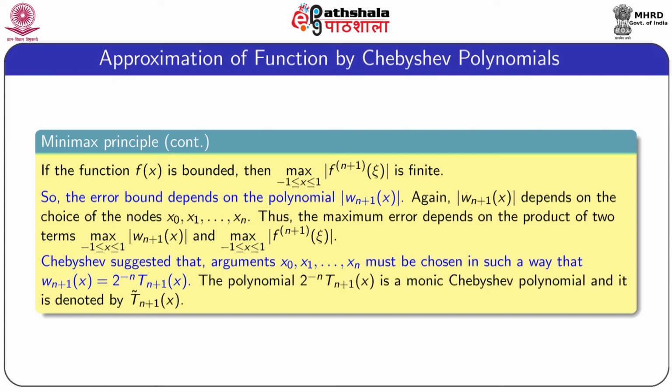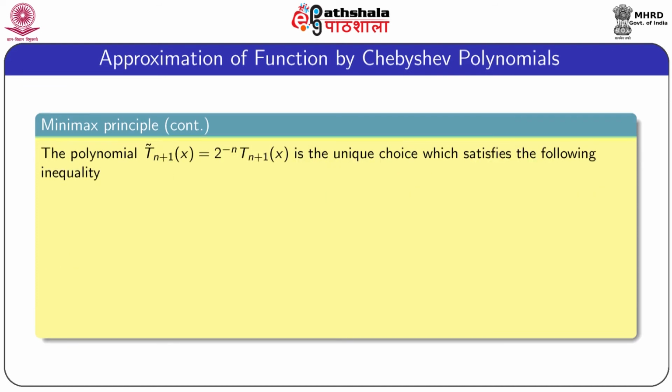The polynomial 2 to the power minus n into T(n+1)(x) is a monic Chebyshev polynomial, and it is denoted by T tilde (n+1)(x). Thus, the polynomial T tilde (n+1)(x) equal to 2 to the power minus n into T(n+1)(x) is the unique choice which satisfies the following inequalities. That means, the maximum value of the absolute value of T tilde (n+1)(x) over the interval [-1, 1] is less than or equal to the maximum value of W(n+1)(x) over the interval [-1, 1].